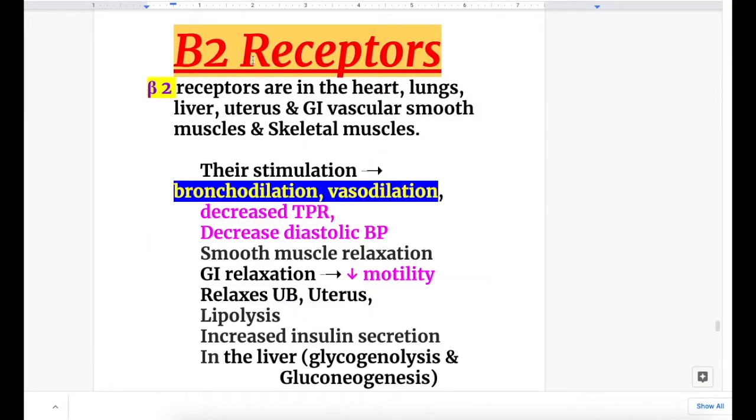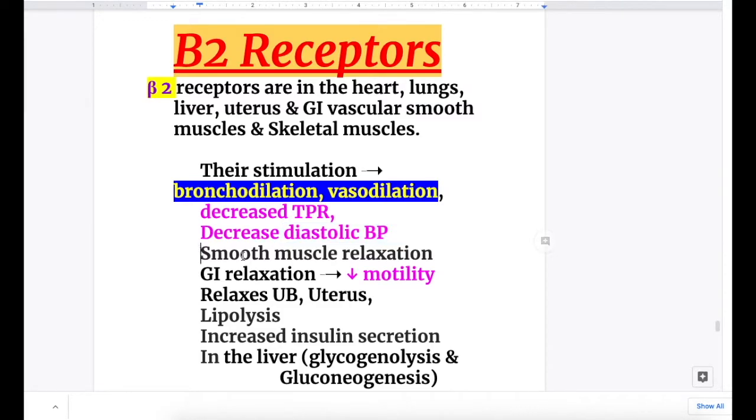Now, beta-2 receptors. Beta-2 receptors are in the heart, lung, liver, uterus, GI vascular smooth muscles, and skeletal muscles. So what's the effect of beta-2 receptor stimulation? Their stimulation causes bronchodilation and vasodilation. They decrease the total peripheral resistance, so they decrease the diastolic blood pressure.